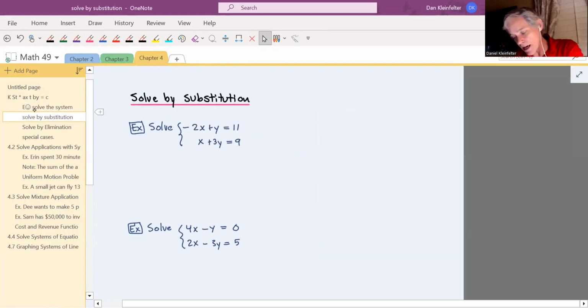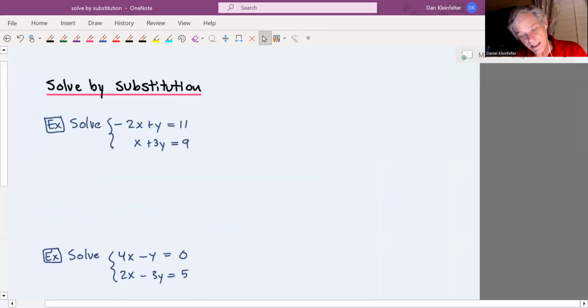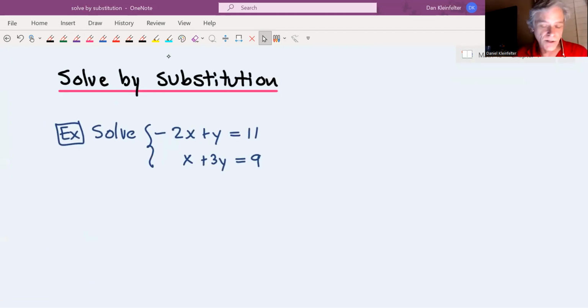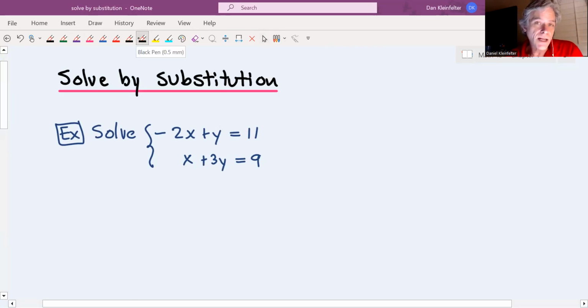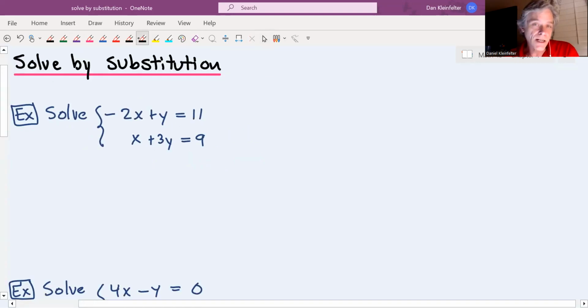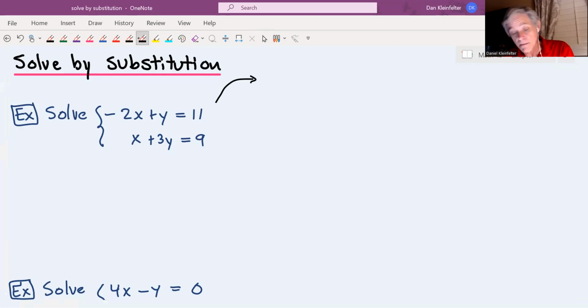So the first method we have is solving by substitution. There are two ways we'll have, aside from graphing: substitution and elimination. We're going to do substitution first. So for this one, we have negative 2x plus y is 11, and x plus 3y is 9. So what we'll do is take the first equation, negative 2x plus y equals 11, and solve it for y. I'm choosing y, by the way, because its coefficient is 1. That's going to make it easier.